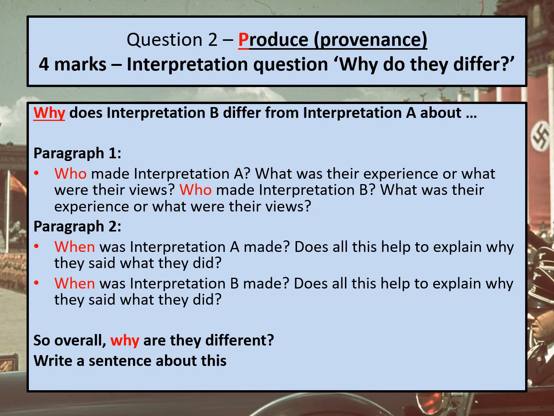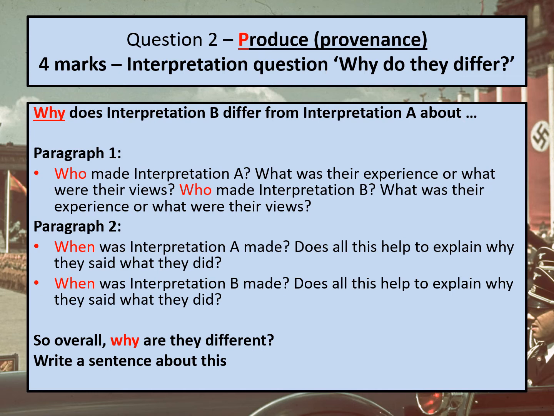So for example, you've got to think about their political views or their experience that they had of this particular event. That will usually come through in the description given to you by the examiner, which I'll talk through again on the next slide as well. Paragraph 2 is then about when was the interpretation made. So again, for example, was it made at the time when feelings were high? Was it made afterwards with hindsight? That can also make quite a difference in terms of what they're saying.